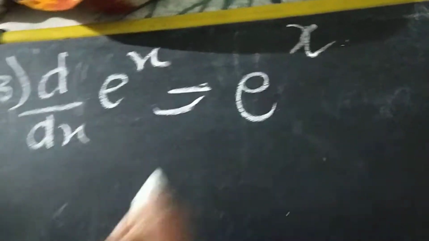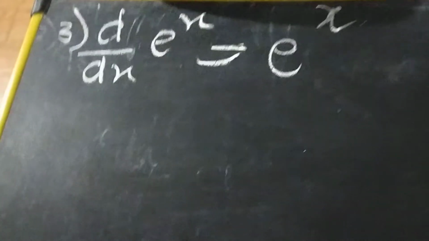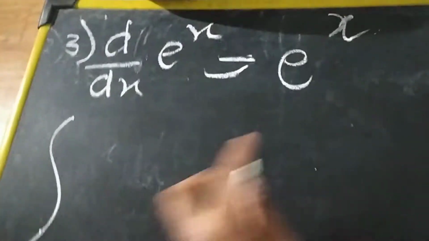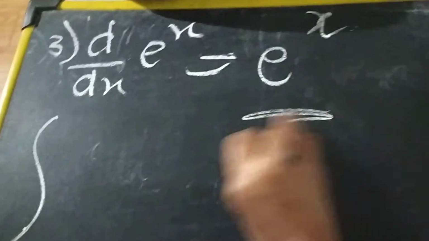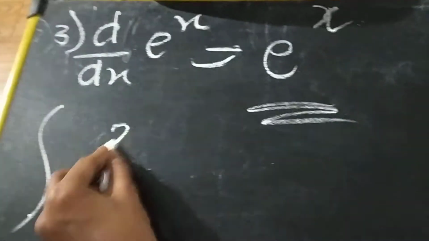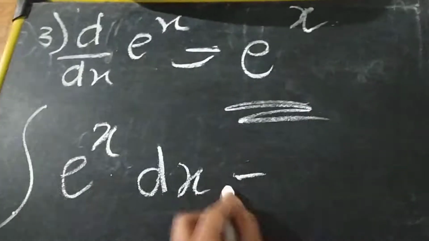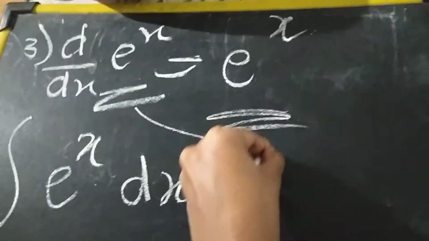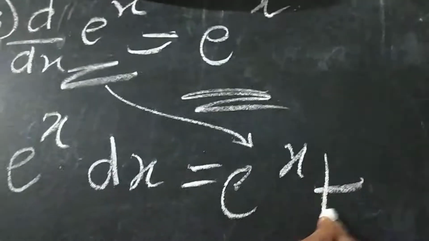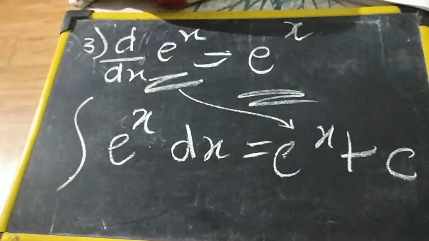Derivative of e raised to x is e raised to x as it is. Same goes with its integration. If you are asked with the integration of e raised to x dx, then what will it be? e raised to x only, plus c. That's it. This is your third formula.